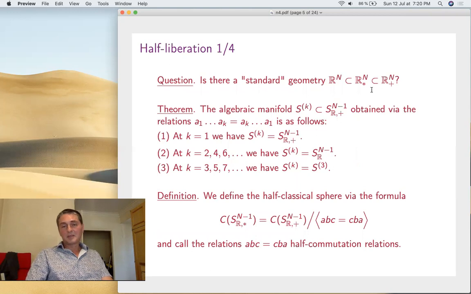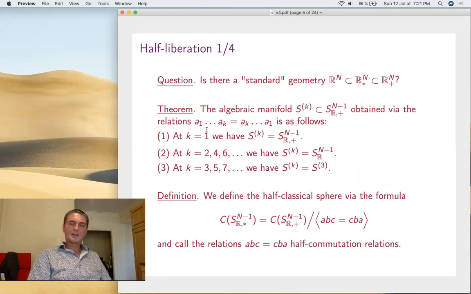So is there something standard there? And the simplest idea, there are many ways of looking at this. A simple idea is just looking at spheres. So let's try to consider the sphere Sk, obtaining the following relations. A1 up to Ak equals Ak up to A1, written in the other sense between coordinates. So see what we get, right? This is intermediate between classical and free.